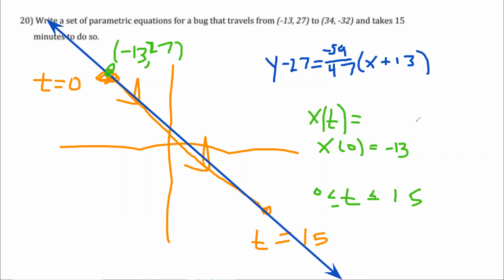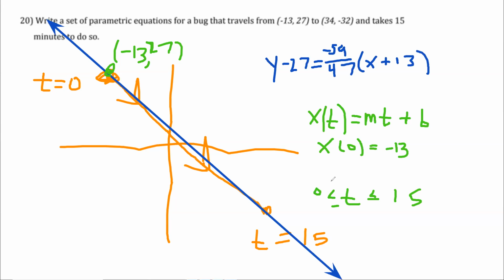Okay, so what we could do is make another linear equation here, because as t changes, x is going to increase by a constant each time. So there's linear growth between t and x. So I can write this as our parametric equation for x. And we want to make sure that x of 0 is -13. So we have to solve for m and b. So x at t equals 0 is negative 13.